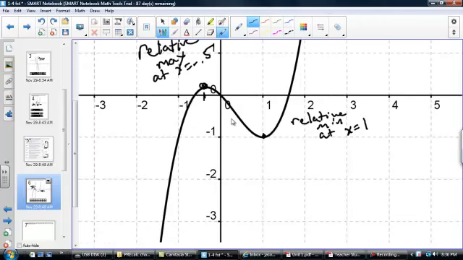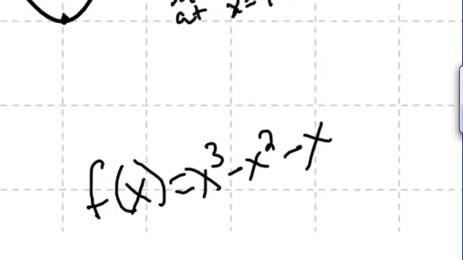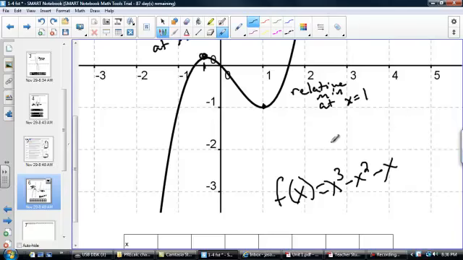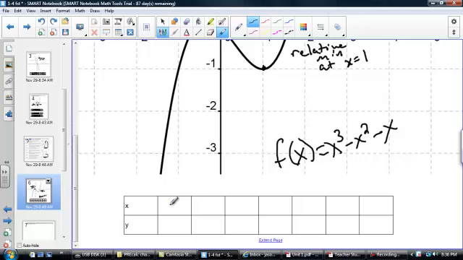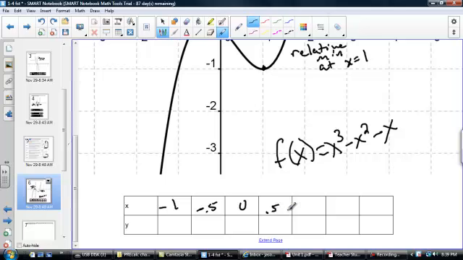Okay, so our function here that we're looking at, f of x equals x cubed minus x squared minus x. And I'm going to choose some values, 3 here, 3 here, and what we should see is that we're going from increasing to decreasing and decreasing to increasing. So let's choose -1. Keep your numbers simple. -0.5, 0, 0.5, 1, and 1.5.